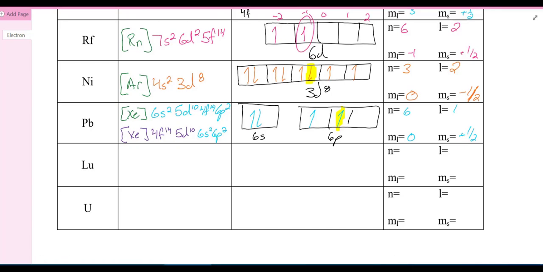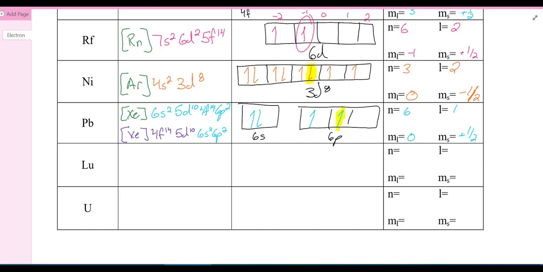I'm probably not going to be 1+. Why? Because why would I just lose one of those p electrons? I'd lose both of them. I'd most likely lose both of those s electrons. And I'm probably not going to use any of the purple, right? Any of the 4f14 or 5d10. Those are very, very stable.